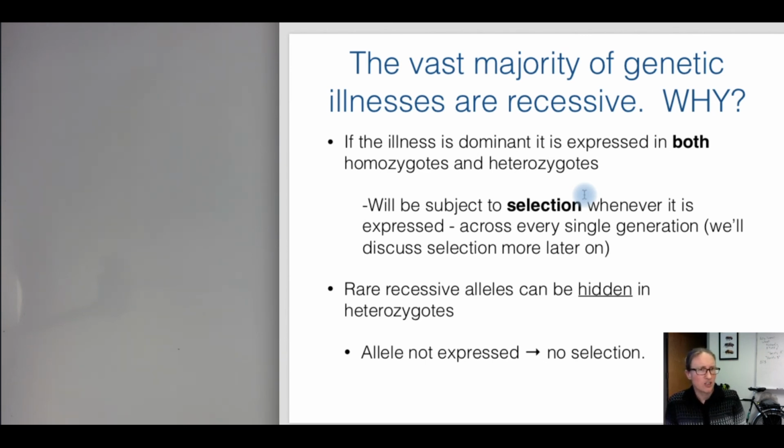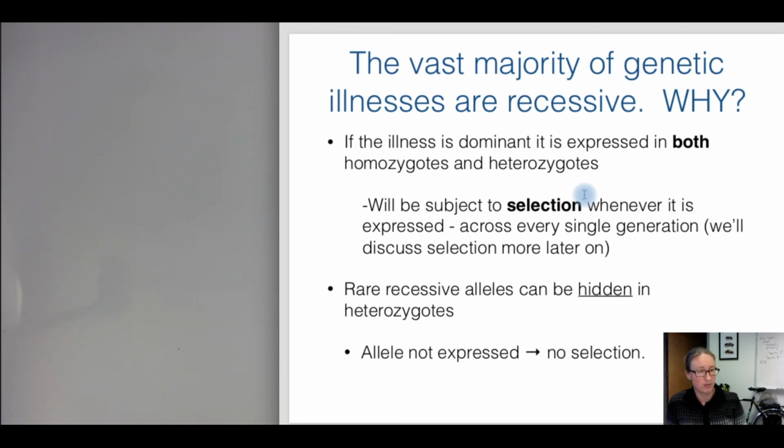So the vast majority of genetic illnesses are actually recessive, similar to what I showed for color blindness. Why is that? Well, if that illness were dominant, it would be expressed in both the homozygotes and the heterozygotes, right? So it would show up a lot. It would occur anytime that someone had that allele. And what that means is that that allele would be subject to selection whenever it is expressed.